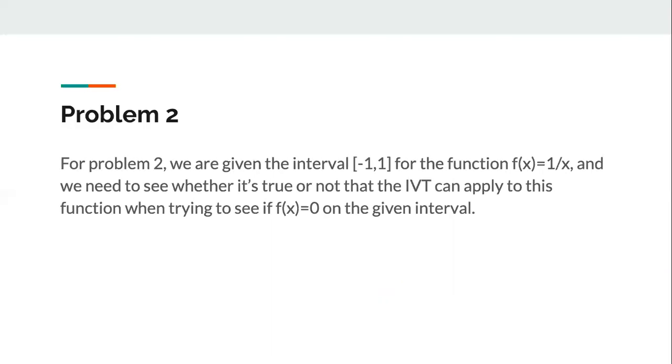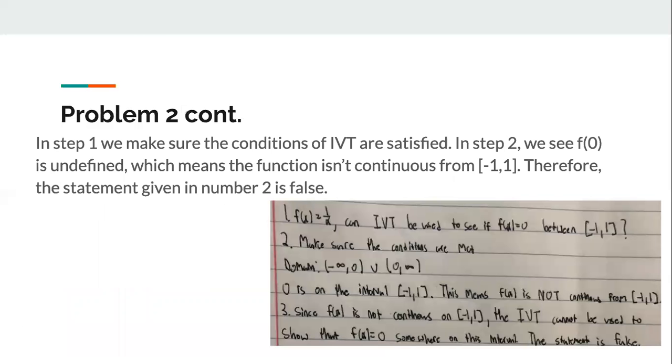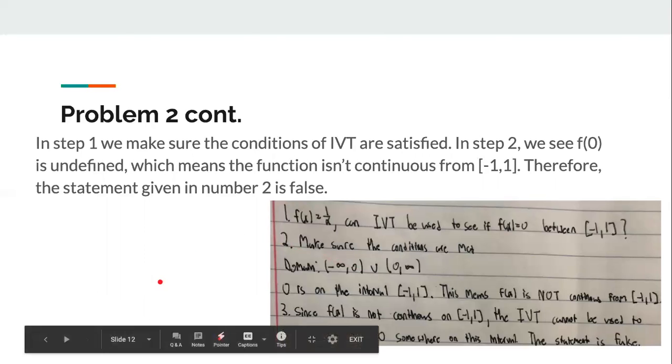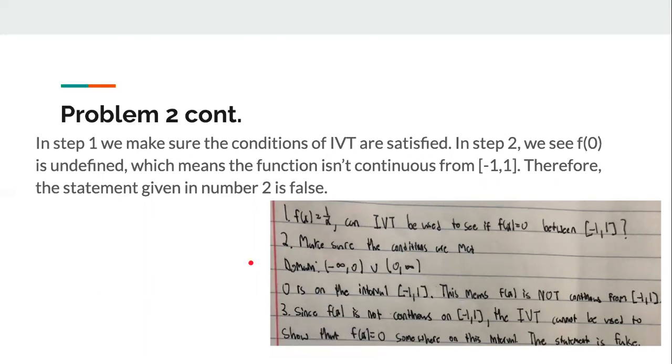So for number 2, we were given a statement that said that the intermediate value theorem can be used for the function f of x equals 1 over x to find a solution on the interval -1 to 1. And we need to figure out whether that statement that was given is true or not. So for step 1 of solving this, we're going to make sure that the conditions of the intermediate value theorem are satisfied. And so we're going to check the domain, and we find out that the domain of this function is -infinity to 0 and 0 to infinity. This function does not exist at x equals 0 because 1 over 0 does not exist. We cannot divide by 0.